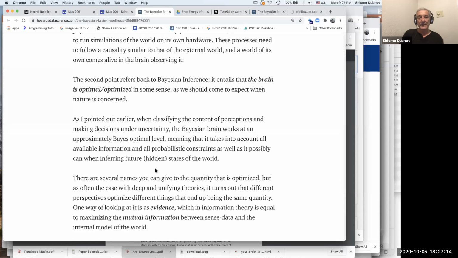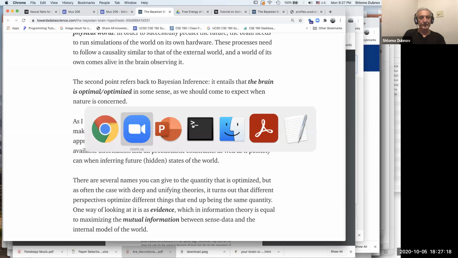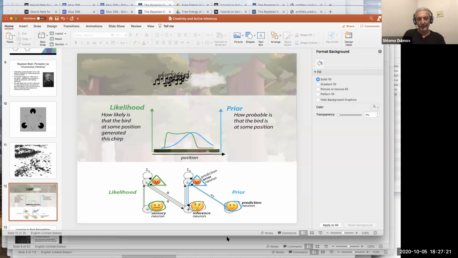So given this idea, I want to go back to the slides. Let me see if I can. I think I need to share them again. Can you see the slides now?